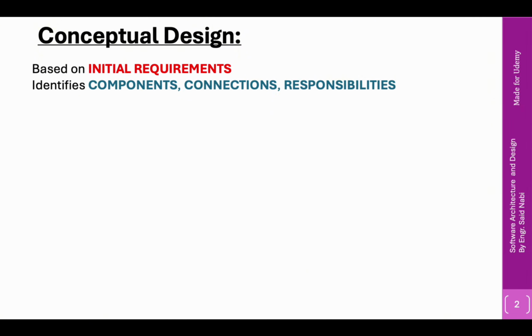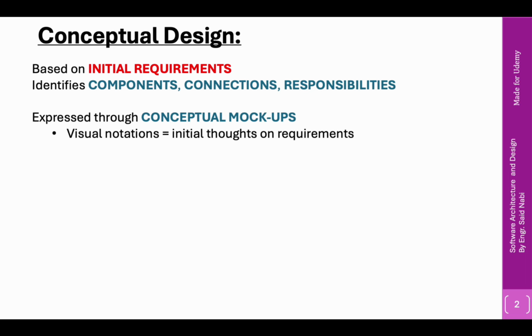So first of all, we have to identify all the components, connections, and responsibilities. What are the main components, and each component is connected to what other components, and what are the responsibilities of each component. And then we express through conceptual mockups. We can use notation like in the previous slide I showed you. We can use mockups for those components, like this is component A, and this component A has the responsibility like this, and this component A is connected to other B, C, or Z.